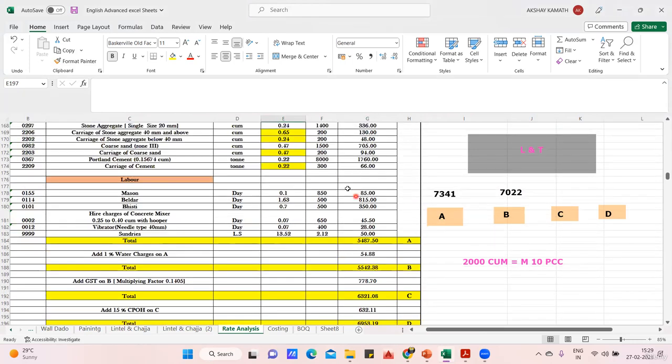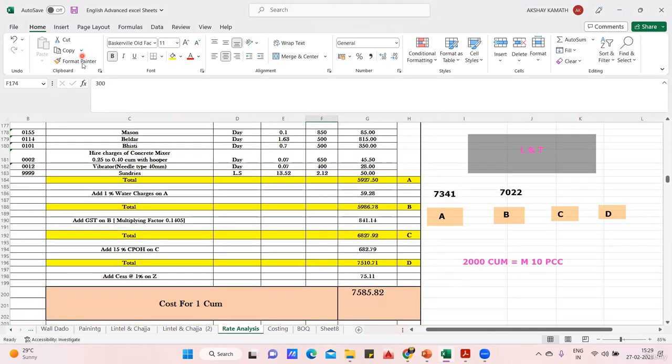Let us say somewhere I'll increase some value. I'll go with 10,000 here. So he is putting a rate of 7585. And for the last one, I'll put another rate. Okay, let us say 7250.